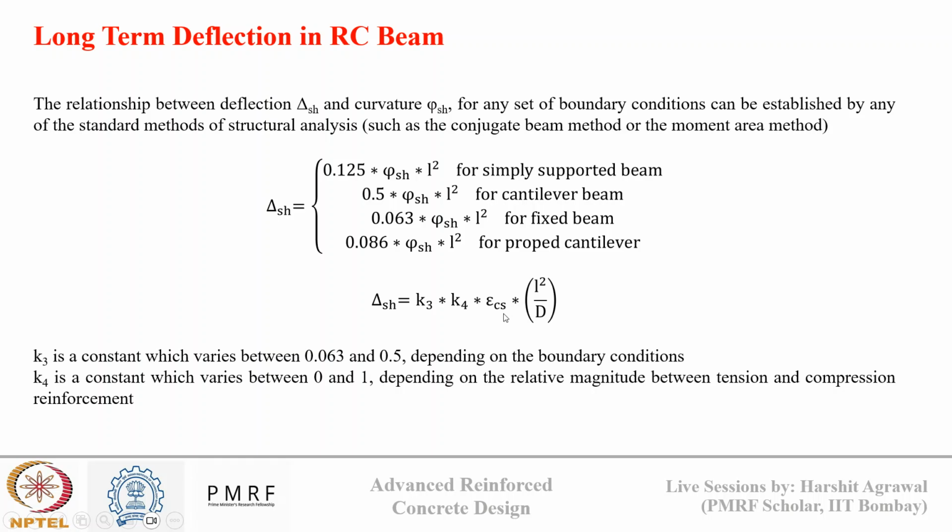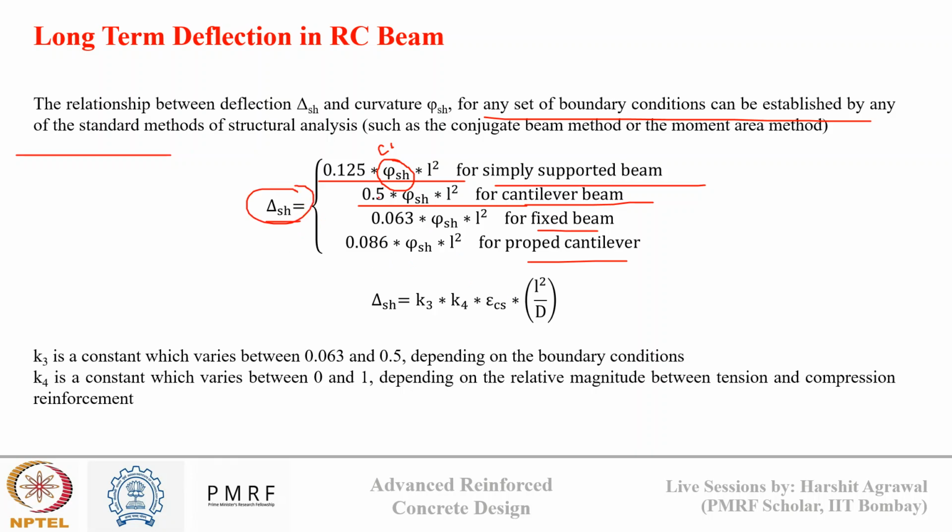Okay, so the relationship between deflection and curvature for any set of boundary conditions can be established by standard methods of structural analysis, which are based on conjugate beam theory or the moment area method. A few examples were given in this session: 0.25 times the curvature times L square for a simply supported beam, then 0.5 times curvature times L square for a cantilever beam, and for fixed beam and propped cantilever we also had the relationship. So using these relationships we will get the deflection in a reinforced concrete beam due to shrinkage.